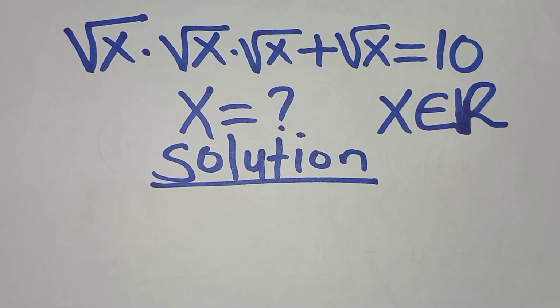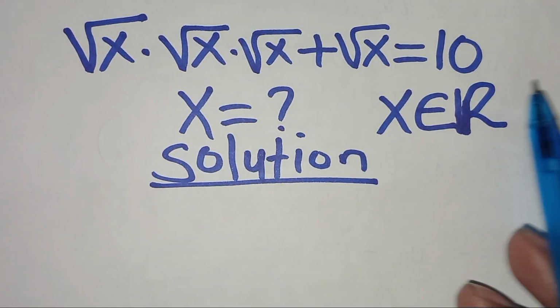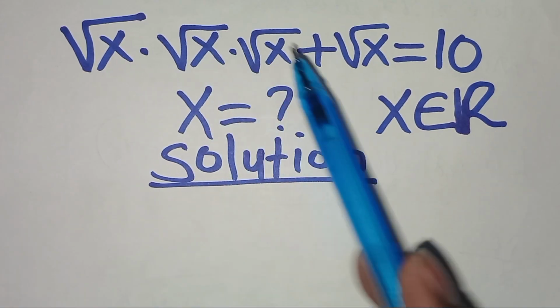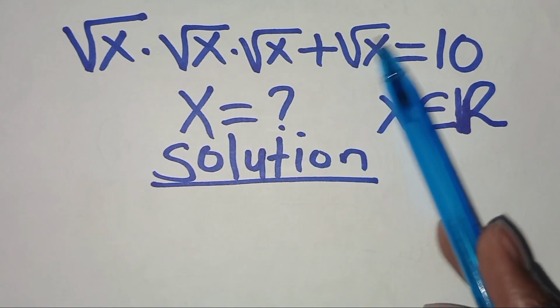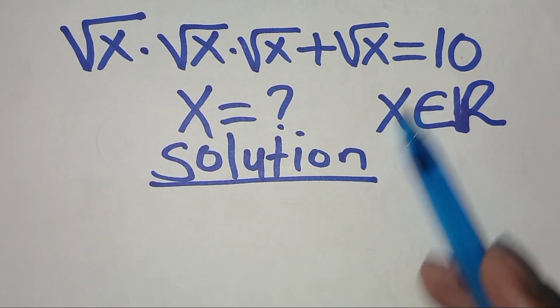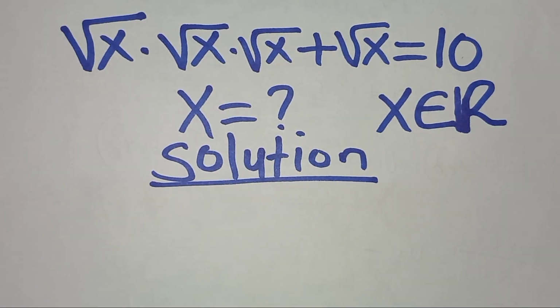Hello everyone, welcome to this nice algebra problem: the square root of x times the square root of x times the square root of x plus the square root of x is equal to 10. What is the value of x, given that x is a member of real numbers?